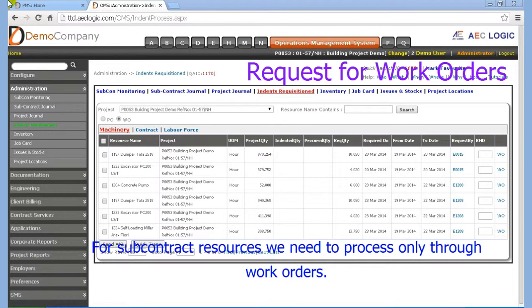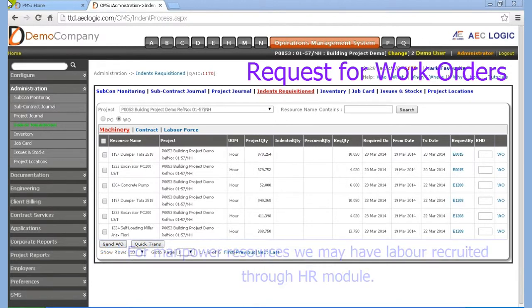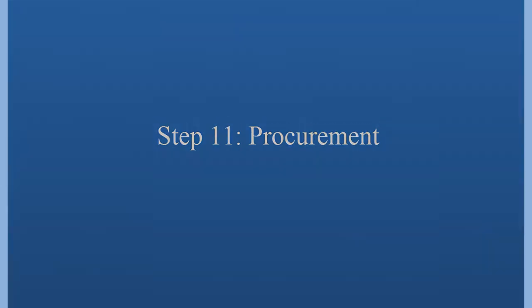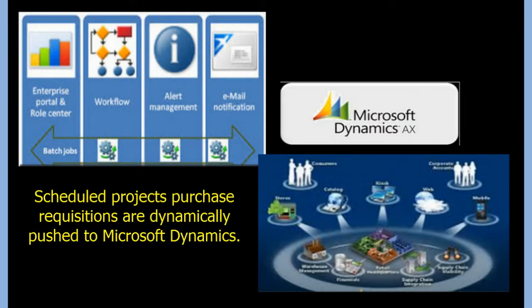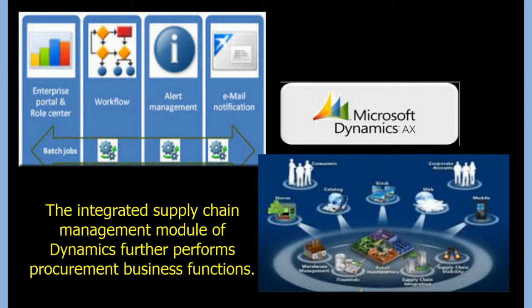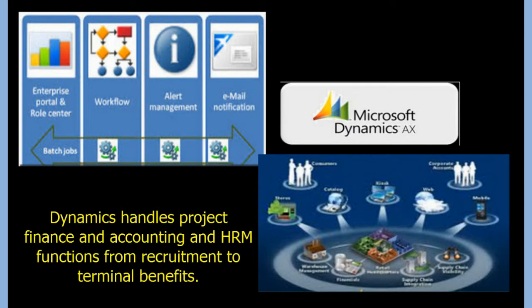For subcontract resources we need to process only through work orders. For manpower resources we may have labor recruited through HR module. Scheduled projects purchase requisitions are dynamically pushed to Microsoft Dynamics. The Integrated Supply Chain Management module of Dynamics further performs procurement business functions. Dynamics handles project finance and accounting and HRM functions from recruitment to terminal benefits.